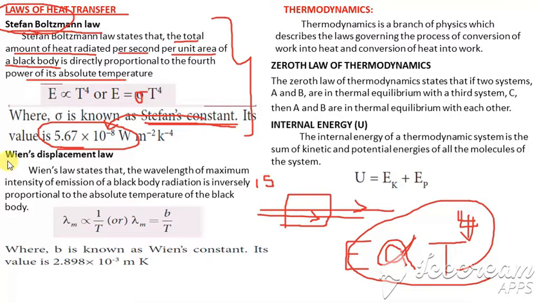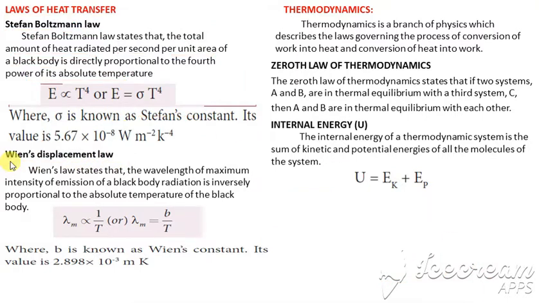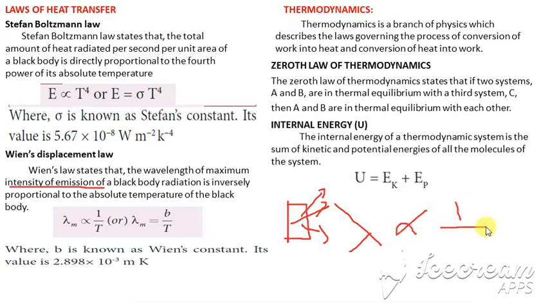Clear? Next we are going to see Wien's displacement law. So what is the statement of Wien's displacement law: the wavelength of maximum intensity of emission of a black body radiation, that is, the wavelength of what is emitted from a black body, is inversely proportional to the absolute temperature. Okay, so lambda m, we have written m because it is maximum. Okay, so wavelength of maximum intensity. Okay, so lambda m proportional to 1 by T.